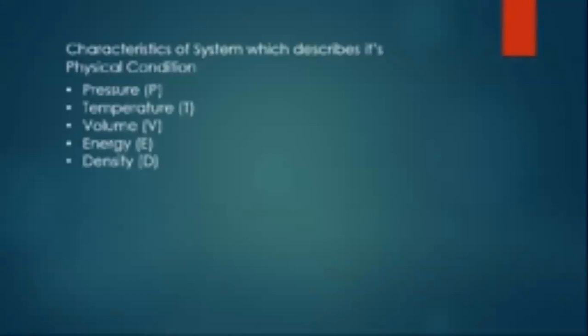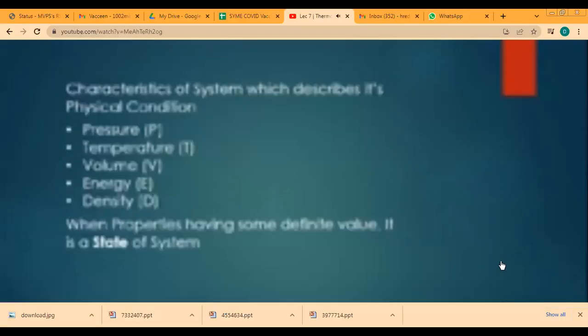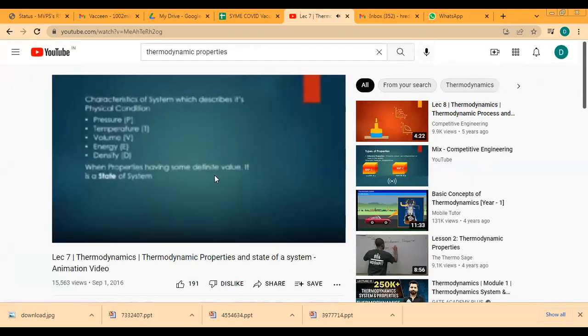So for example, consider a system in which the pressure is 1 kg per centimeter square and the temperature is 100 degrees Celsius. And another when the properties when another value, that is pressure, is equal to 2 kg per centimeter square and temperature is 200 degrees Celsius. So when these properties are having some definite value, it is called a state of a system. So we will be explaining this with an example.